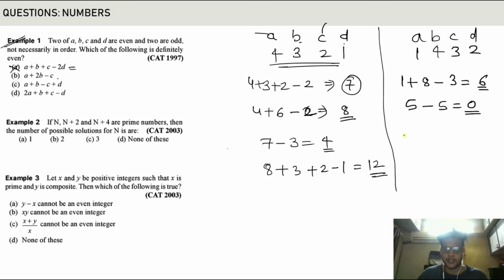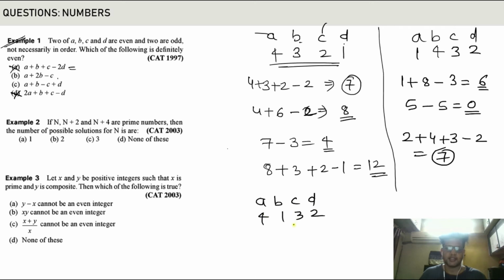Option D, 2A plus B plus C minus D. So I am getting an odd number. That means D also cannot be true. Now again I will change the values. Now this time I will consider A and D as even numbers. So A and D as even, B and C as odd.